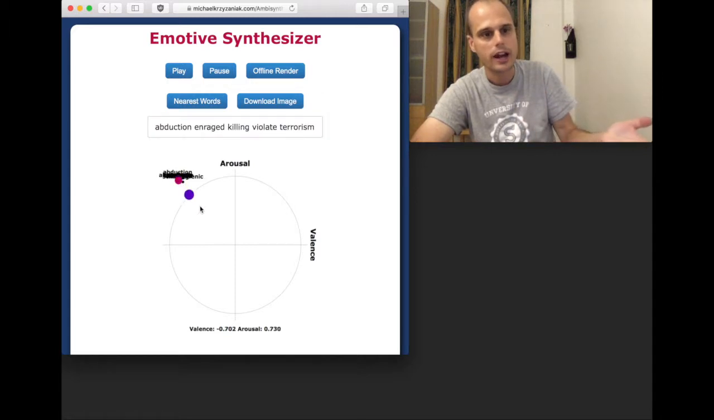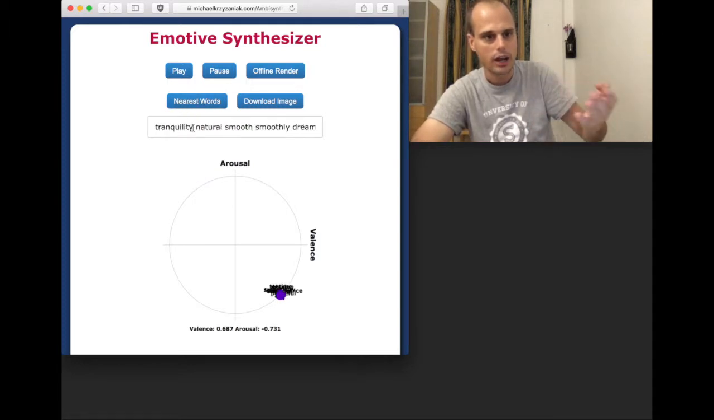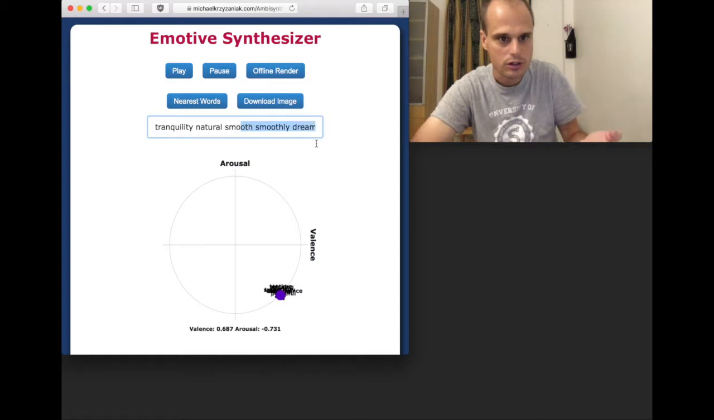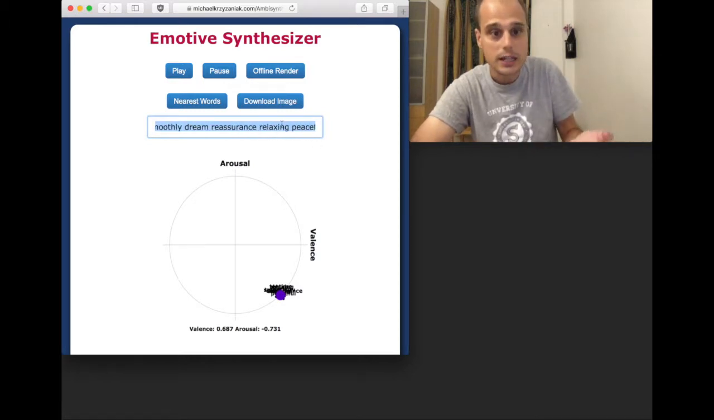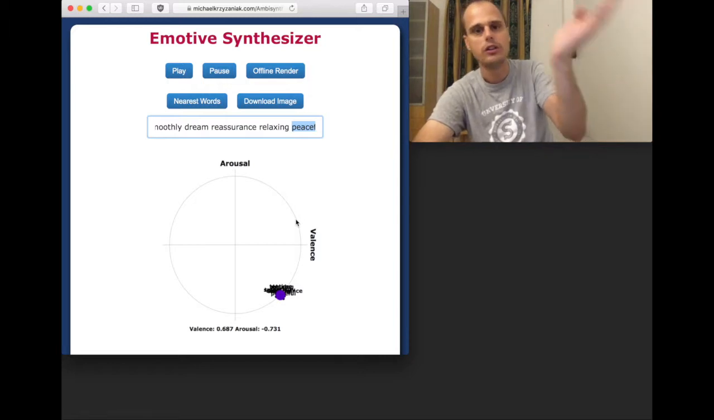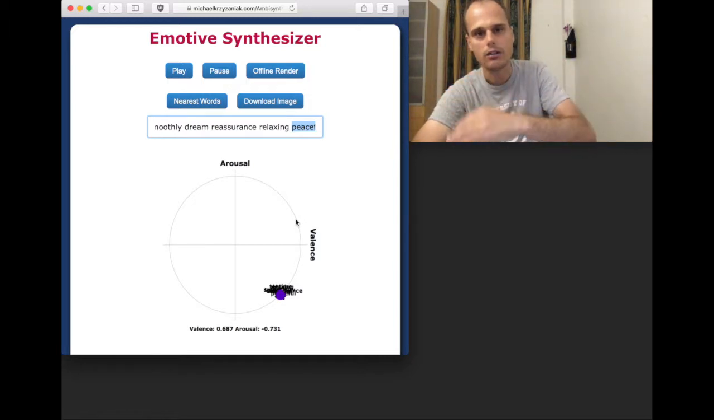Okay, and by contrast, I could move this purple dot into this other quadrant and get the nearest words. And I get tranquility, natural, smooth, dream, relaxing, peaceful. Okay, these are all words that are pleasant and very calm.